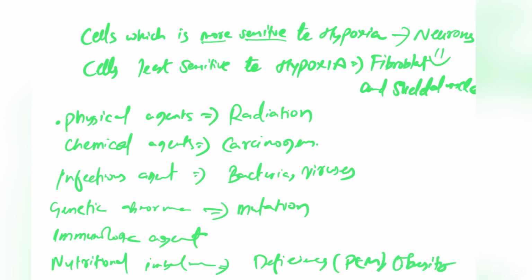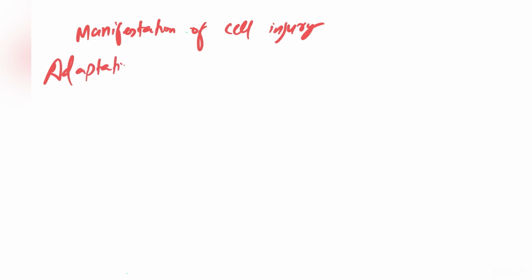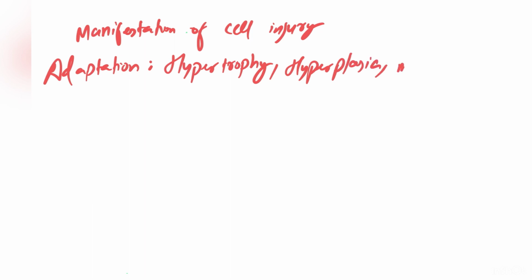Now let's talk about the manifestations of cell injury. After cell injury, what will happen to the cell? First of all, the cell will try to adapt, that is adaptation. In adaptation, there are certain things like hypertrophy. Some cells will undergo hypertrophy, some hyperplasia, some metaplasia, and some of them will undergo atrophy. So first let's discuss adaptation.